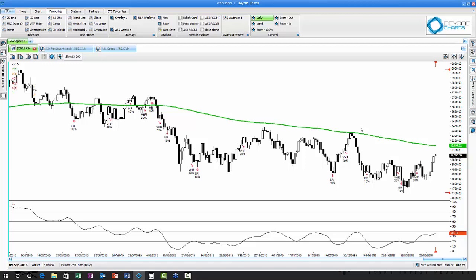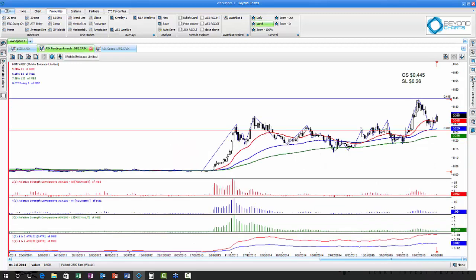I've done the scans already. The good thing about the Focus Beyond Charts is that they actually run, if you like, an intermediate close, so that we can run our scans at 4:25, rather than having to wait until later to do that. So I've gone through and run the scans. I could only find one trade setup that ticked all the boxes, so to speak. And that's on this stock here, MBE, Mobile Embrace Limited.